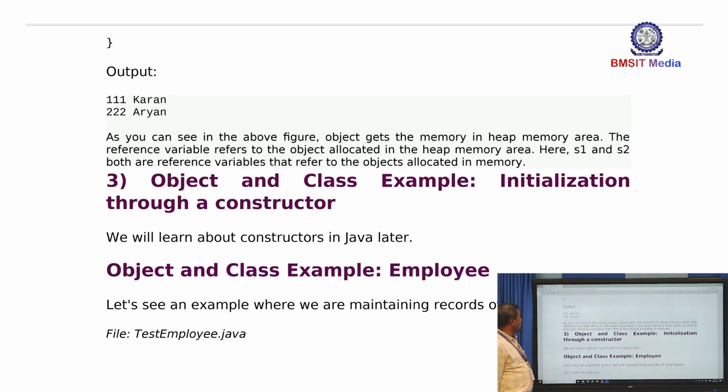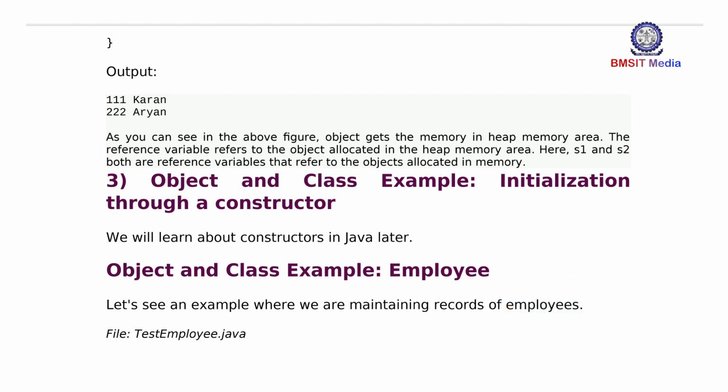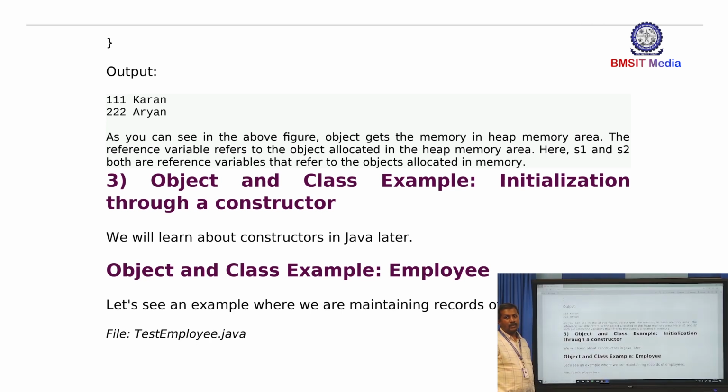After that, we have the third type of initialization, that is initialization through a constructor. So what is this constructor? A constructor is also one of the ways of initializing. It is also a method which can be used for initializing the values. So using a constructor also we can initialize the value. That is the third way of initialization.